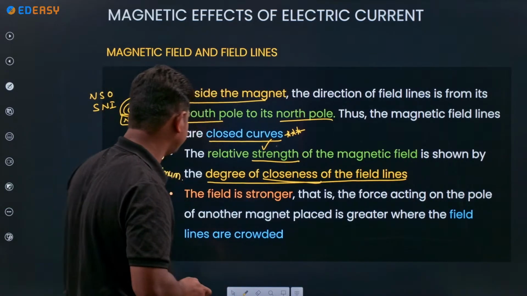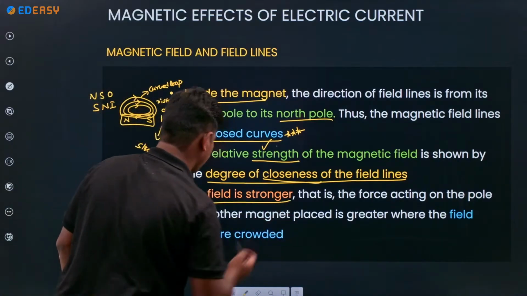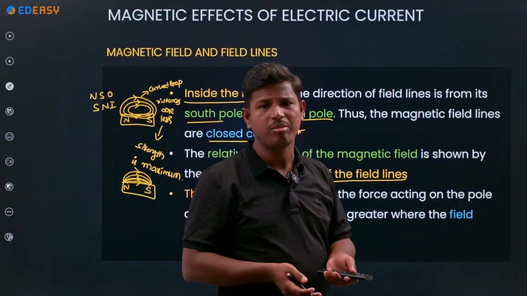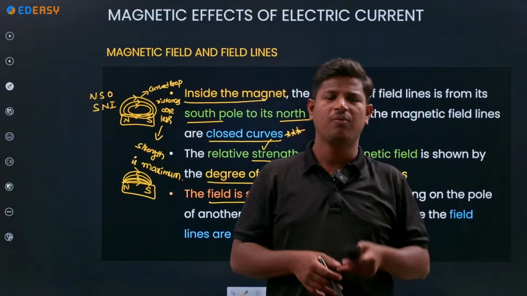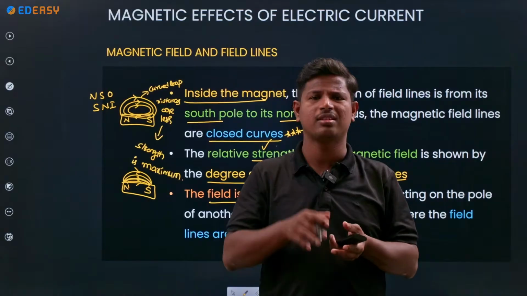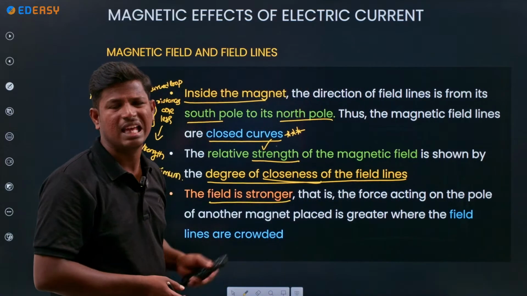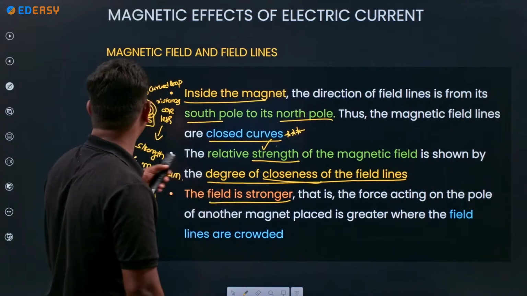Clear? Next, the field is stronger if it is crowded. If it is not crowded, there is a gap, there is a distance between one field line and another field line, the field strength is that much less.